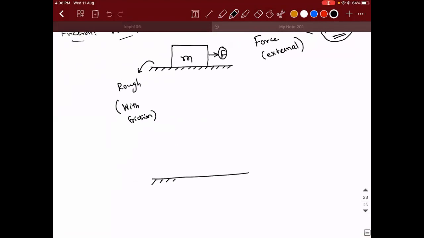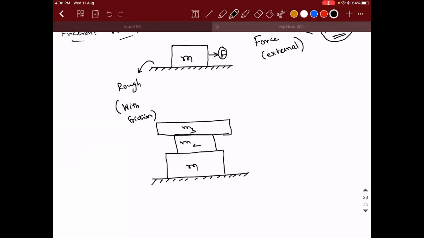Suppose you have a table on which, let's say, you have a stack of books. So let's say you have a stack of books like this. These three are books. Okay. Now, let's say this is your math, this is your physics, and this is your chemistry. So they are kept like this. You have arranged it in this way.